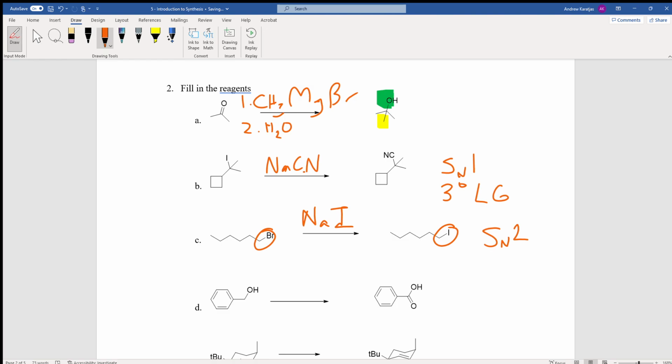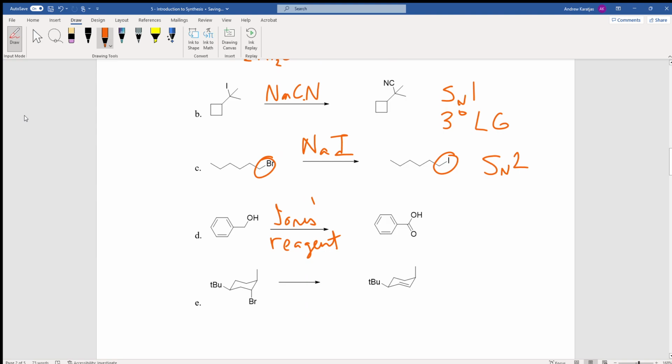Part D, we've converted an alcohol into a carboxylic acid. We know that we can do that directly with Jones reagent. In fact, at this point, that's the only way we know how to do that reaction. Although if you were looking at these practice problems later on in the course, eventually you will learn some other ways to do that reaction.